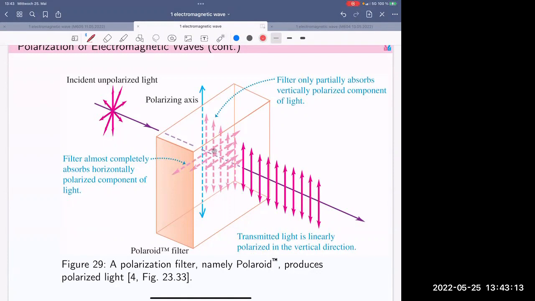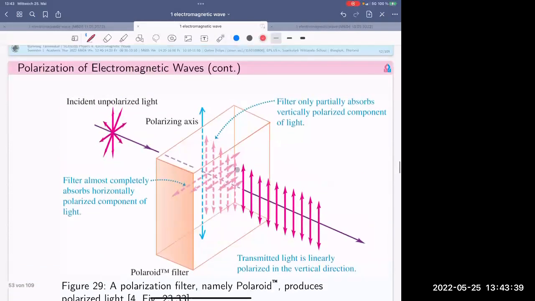But the percent is not 100, it's like 80% according to reality. Maybe in your generation, you may be able to build a filter that can allow 100% of the light, but at the moment it's solely 80%. A polarization filter, namely Polaroid, produces polarized light. It will block every light component that has an orientation apart from these.